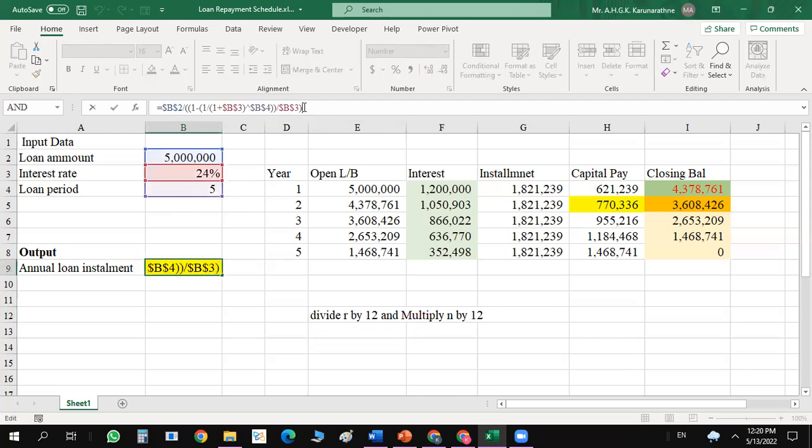Look at this address bar. This is the formula we developed for installment calculation. In this formula we have R and N. If you want to convert this into a monthly scenario, each and every R available in this formula must be divided by 12, and each and every N, there's one N, should be multiplied by 12. So what I'm going to do is divide this R by 12.